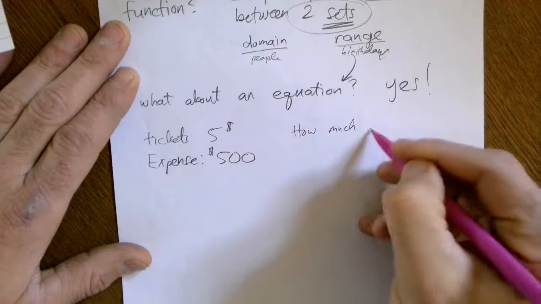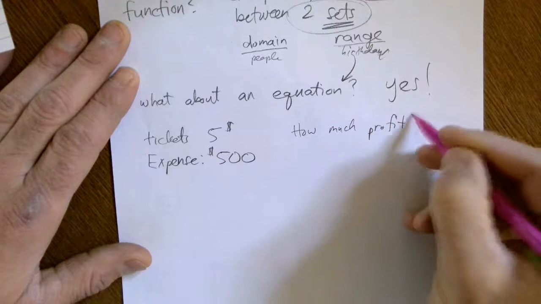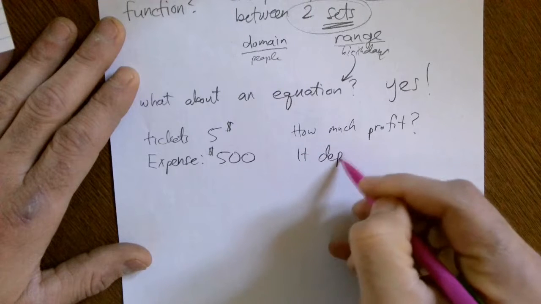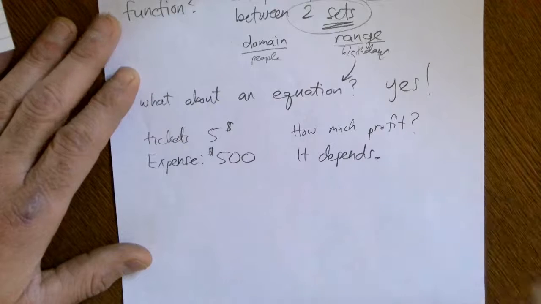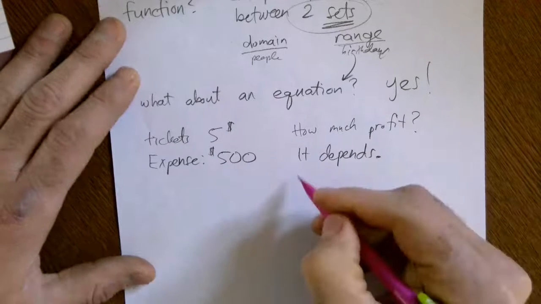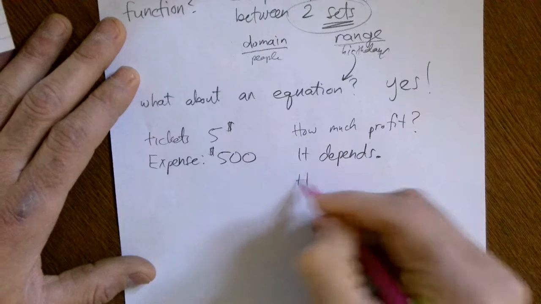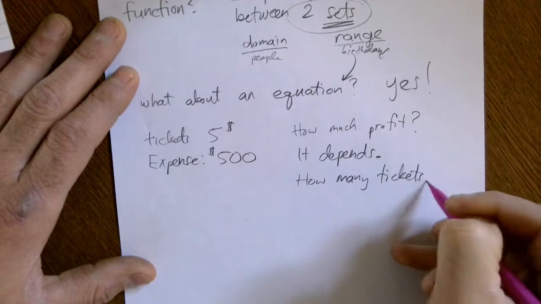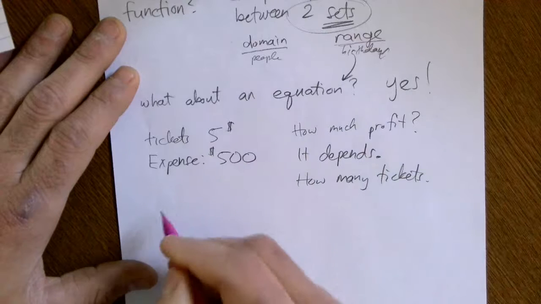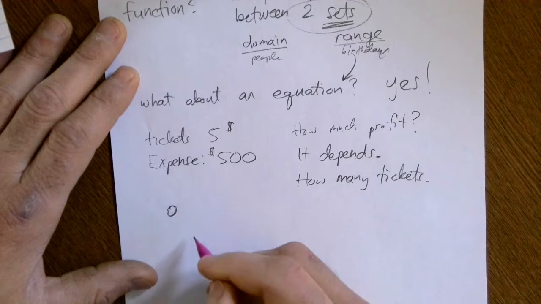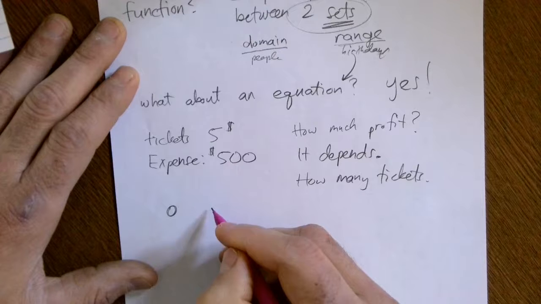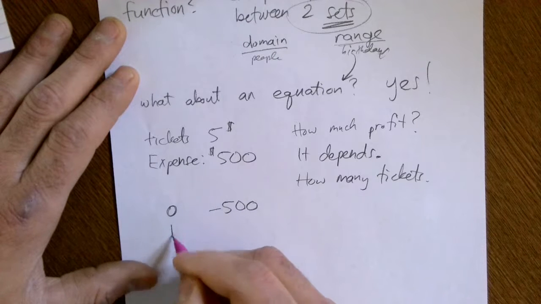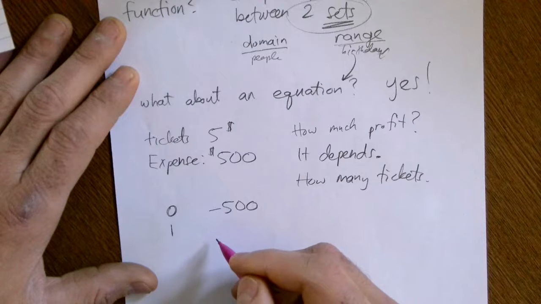How much profit? Now, how much profit will they make? And the answer is, it depends. What does it depend on? It depends on how many tickets, right? So if we sell no tickets, how much money do we make? We actually lost $500. If we sell 1 ticket, how much money would we make?